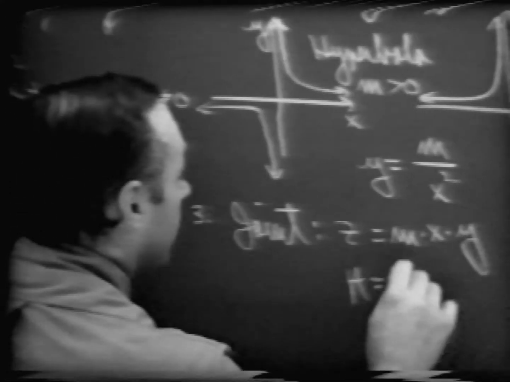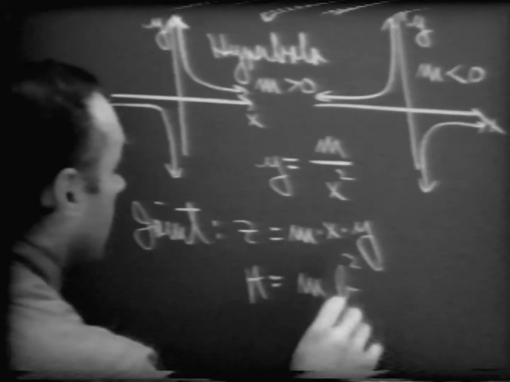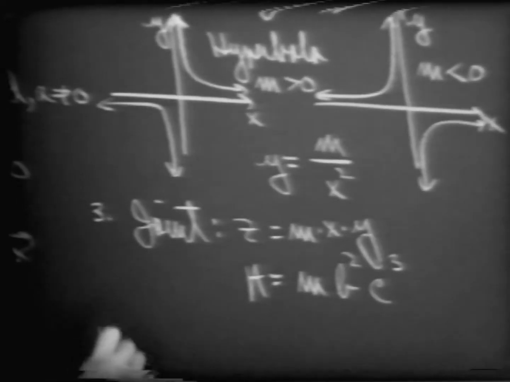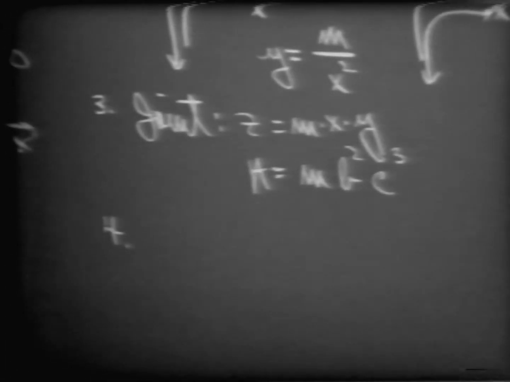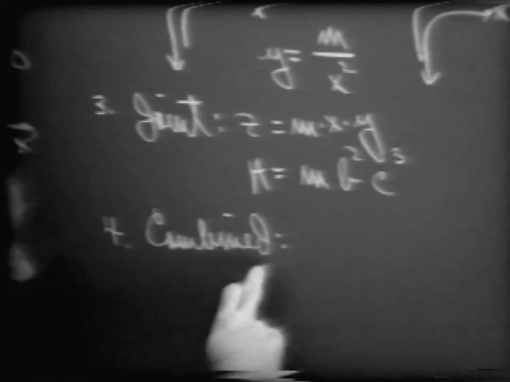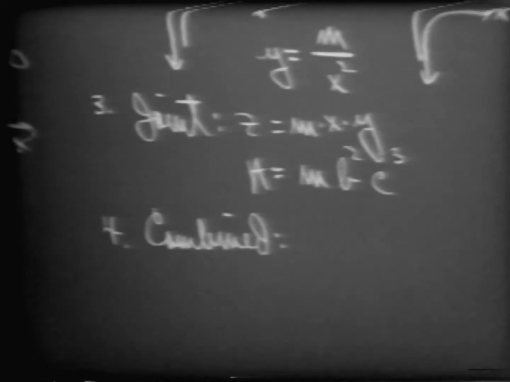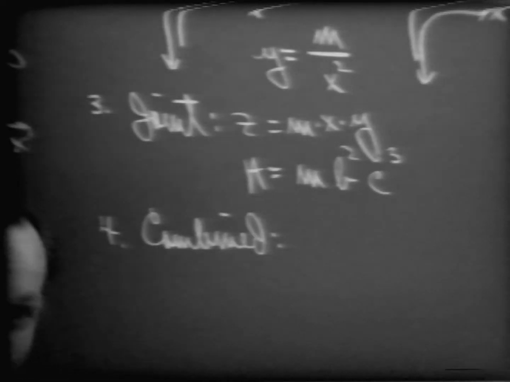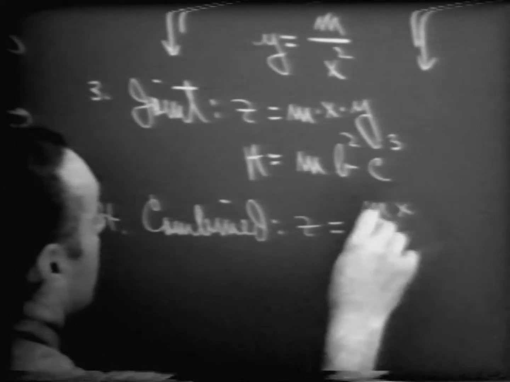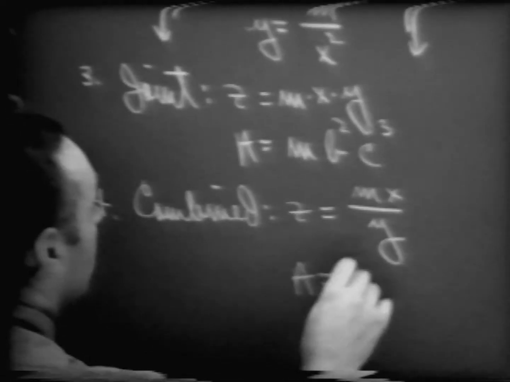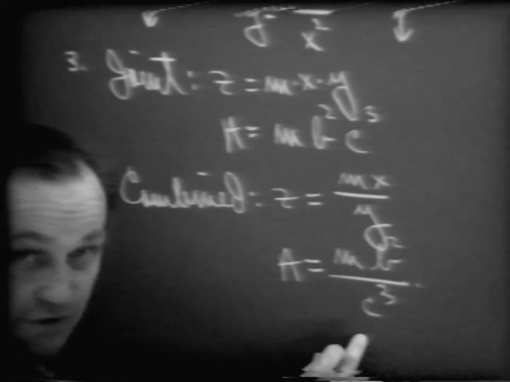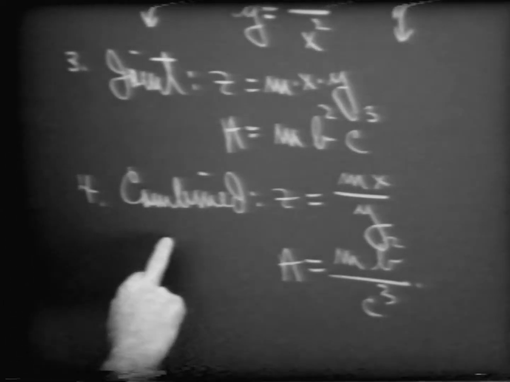Or how about a varies directly as the square of b and the cube of c would be considered a joint variation, all right? And then there was another type of variation that we had, and we call that a combined variation, in which an example might be z varies directly as x and inversely as y. Z equals mx over y. Z is equal to m times x over y, or a varies directly as the square of b and inversely as the cube of c, for example, would be an example of a combined variation.